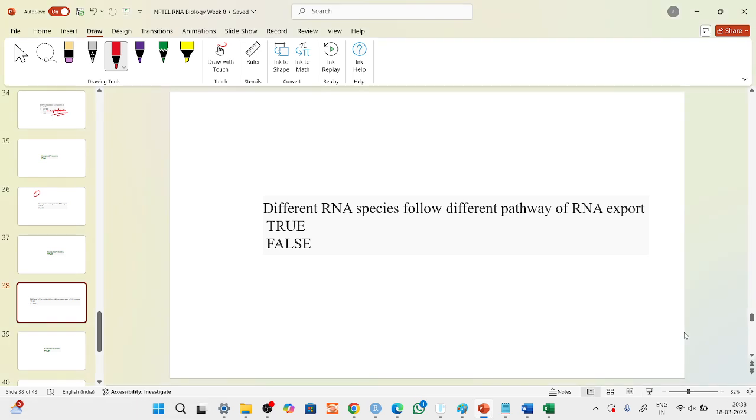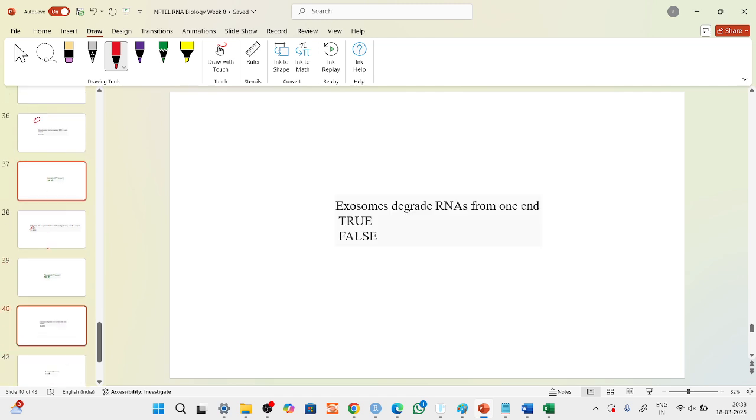Okay. So the correct answer is that yes, RNA species follow different pathways for RNA export. There are different RNA species: mRNA, tRNA, rRNA, snoRNA, snRNA. So all these different RNA species have a different pathway for RNA export. So the correct answer is true.